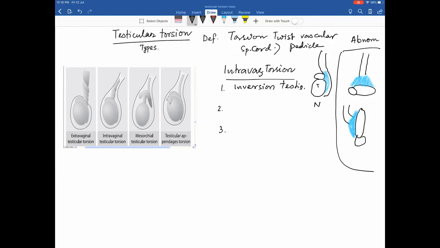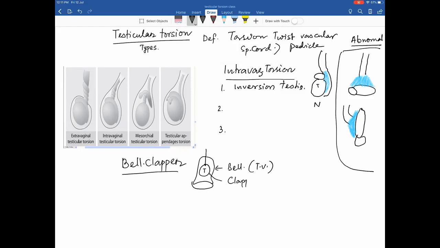Now the first picture, the upper picture that I have drawn, is very commonly asked about and is called a bell clapper deformity. If someone asks you what a bell clapper is, if you have gone to a temple or a church, you will see a bell, which in this case is the tunica vaginalis. And inside it you will see the testes, which is the clapper. So this is called a bell clapper deformity.